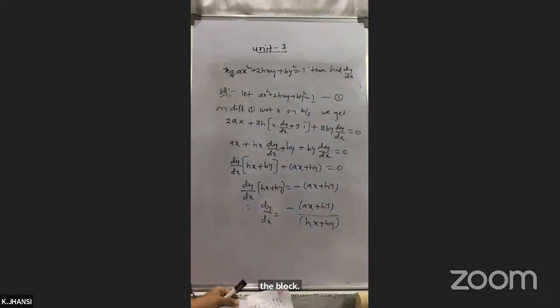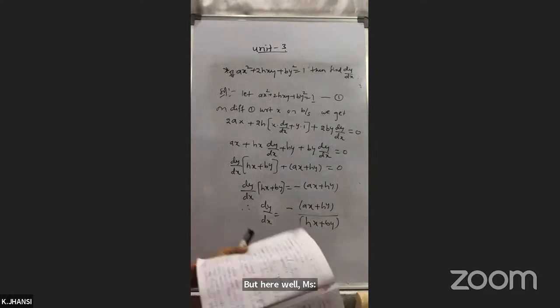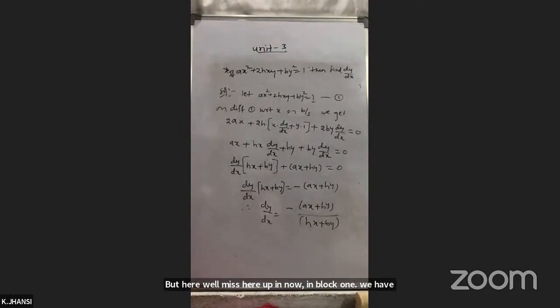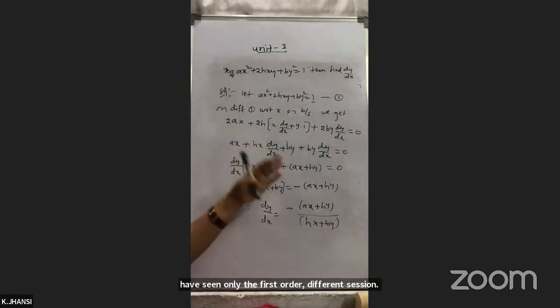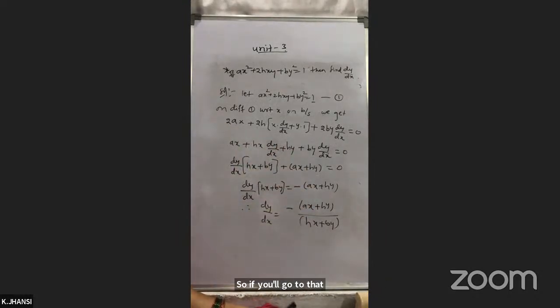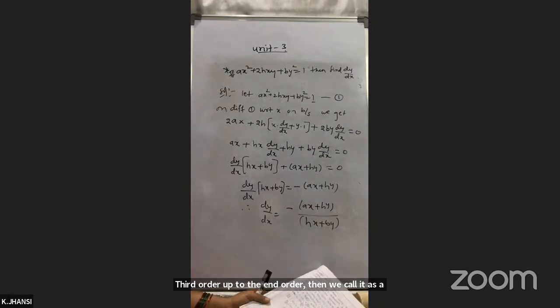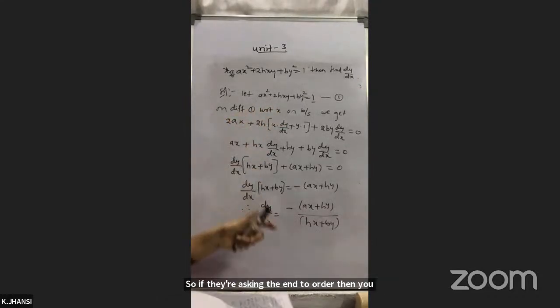Now we are going to block 2. Block 2 is about successive and partial differentiation. Successive and partial differentiation is nothing but, up till now in block 1, we have seen only the first order differentiation. If we continue doing the differentiation, that is first order, second order, third order, up to the nth order, then we call it successive differentiation. So in successive differentiation, the question will be on finding the nth order derivative of the given function, that means d to the power of n by dx to the power of n. If they are asking the nth order, then it is called successive differentiation.